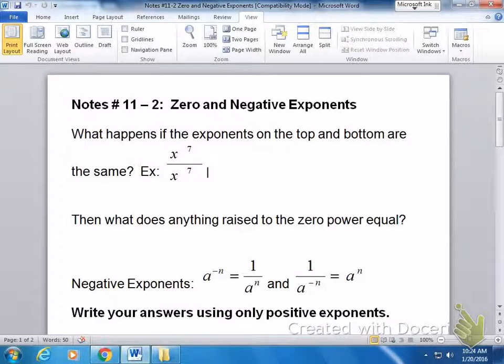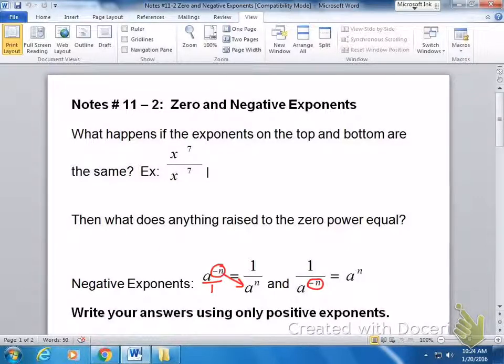Let's look at the next part. Negative exponents. A negative exponent basically puts the number and its exponent in the wrong spot of a fraction. Like a to the negative n is the numerator, but the negative n tells me it's in the wrong spot, so I move it down to the denominator. Same thing backwards. 1 over a to the negative n.